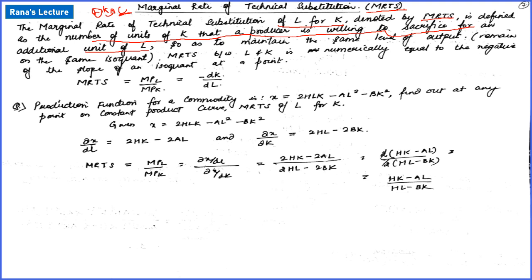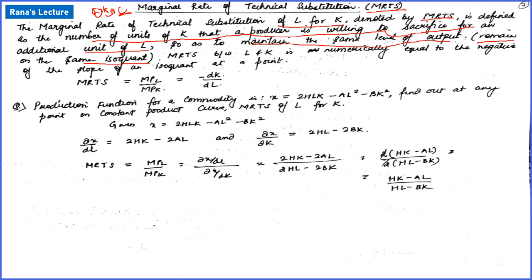You want to increase your labor, but your resources are limited, so you need to decrease your capital. In order to increase 1 unit of labor, how many units of capital will you sacrifice so that your output remains the same? You have to remember this, so that you remain on the same isoquant, on the same quantity.